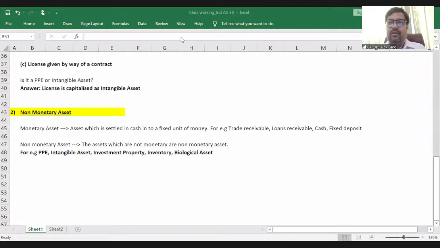Suppose you have constructed a factory for 500 crores and you are using it in the production or supply of goods and services for 20 years. Your intent is not to sell this property. But once you sell this factory and the money is receivable from the buyer, it will become your monetary asset. Till the time you are not selling it, it is your non-monetary asset, right? Inventory is a non-monetary asset. I hope it is clear to everyone, guys.